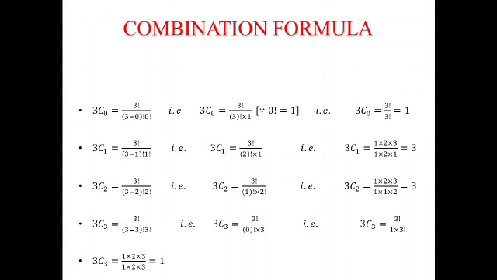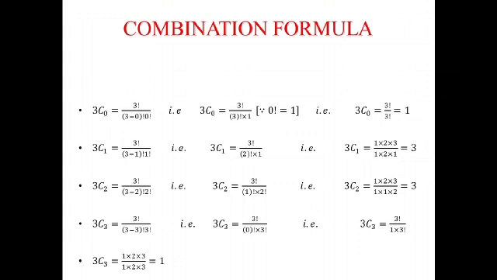3C0. That is, I have replaced n as 3 and r as 0 in the formula. So that becomes equal to 3 factorial upon 3 minus 0 factorial into 0 factorial. The value of 0 factorial is always 1. So this is equal to 3 factorial upon 3 factorial into 1, which is equal to 1. Next one, 3C1. Again substitute the value of n as 3 and r as 1 in your above formula. So the answer turns out to be 3.